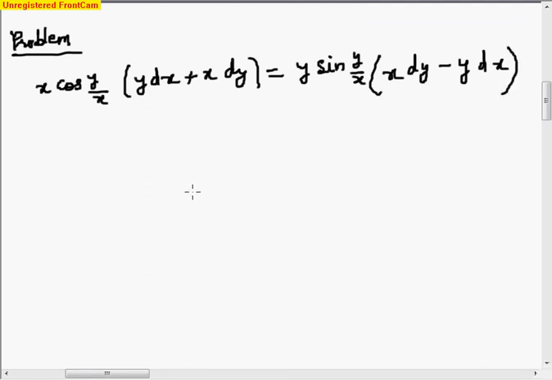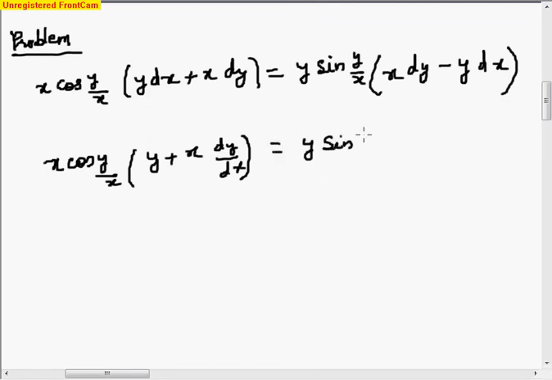What is this problem? This is x cos of y upon x, y plus x dy by dx. I want to write it in the form dy by dx is equal to something, is equal to y sin of y upon x, x dy by dx minus y. I think this step is clear to everybody.